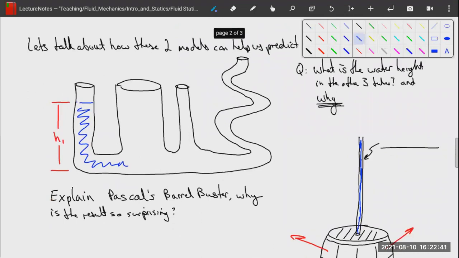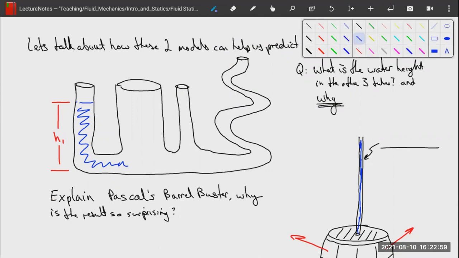We have a crazy set of tubes here. We know the height in the first tube and the rest are filled with water. And we want to know what is the height in the other three tubes and why, right? And you can't just say intuitively, "I know it'll do this."